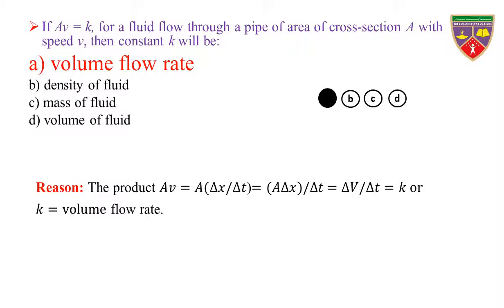Reason: the product A into V is equal to A into delta X over delta T, where delta X is the distance traveled in the pipe in time T, which is equal to A delta X divided by delta T. The product of the length and area of cross-section is equal to volume. Therefore, it is equal to delta V divided by delta T, which is the rate of flow of volume through the pipe, which is equal to K. K is equal to volume flow rate. Hence, the constant K is volume flow rate.